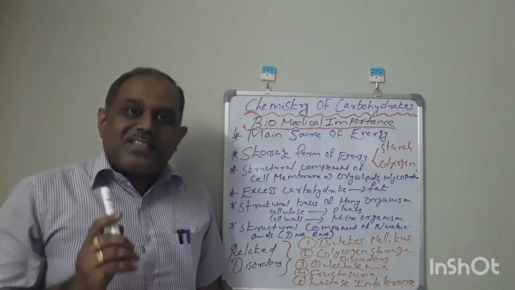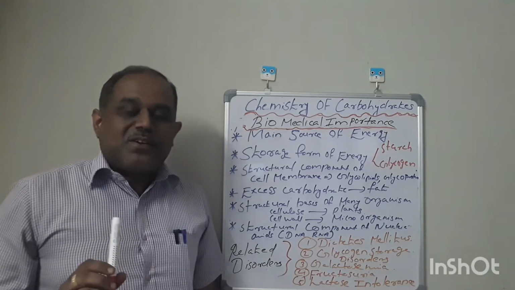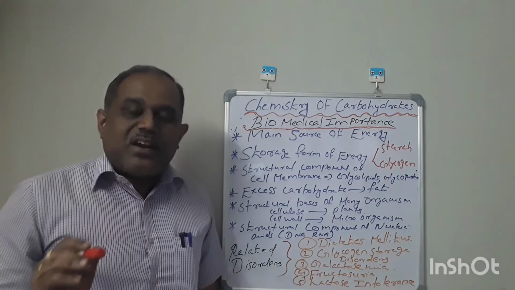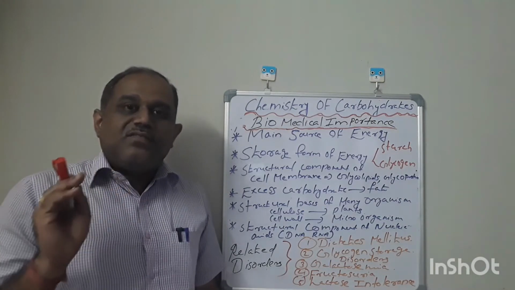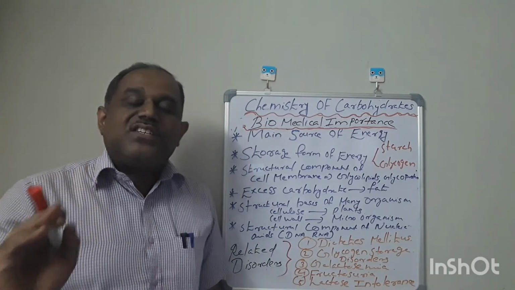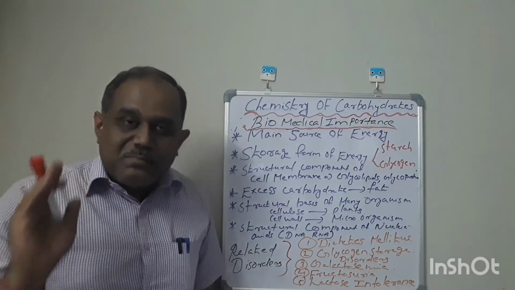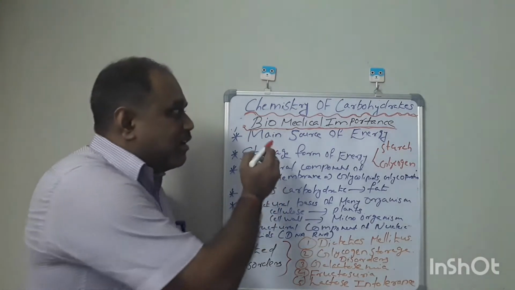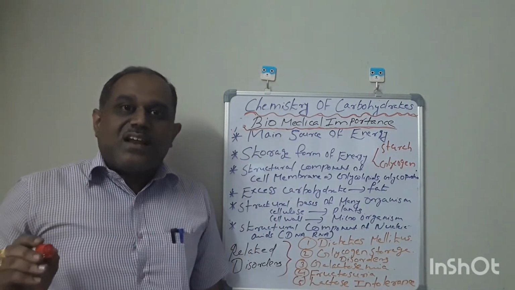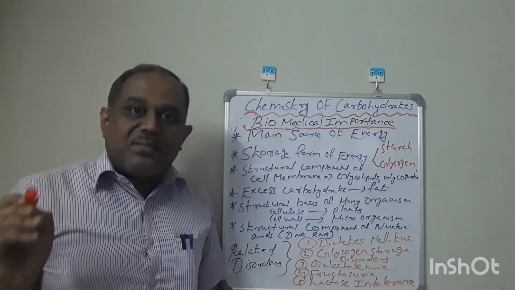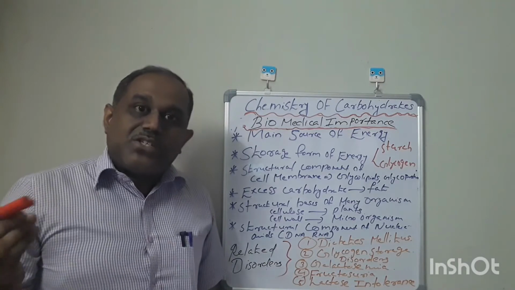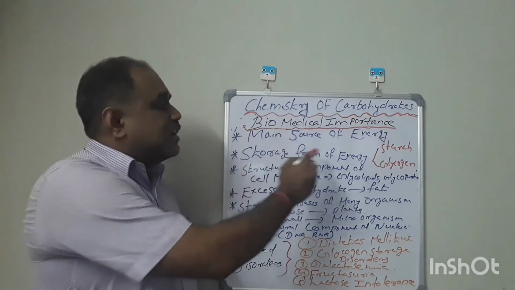Now let us discuss the biomedical importance of carbohydrate. Whenever we say carbohydrate, the first thing that comes to our mind is that they are going to give us energy. So the first point you have to remember is carbohydrates are the main source of energy in our body. RBCs and brain cells mainly depend upon carbohydrate for energy. Carbohydrate can also be a storage form of energy.